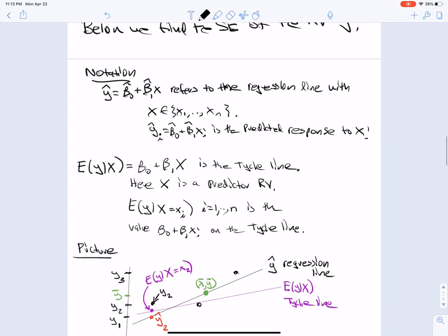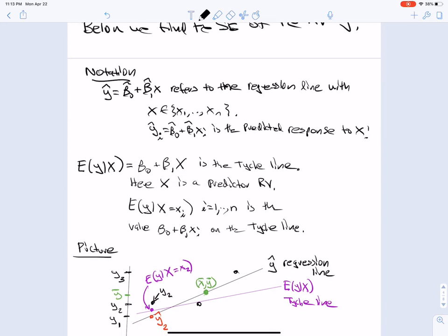So we need some notation here. y hat is the predicted value for a given x. So x is allowed to be one of your data points, x1 to xn. And so yi hat is beta 0 hat plus beta 1 hat xi. This is the predicted response to xi in particular.